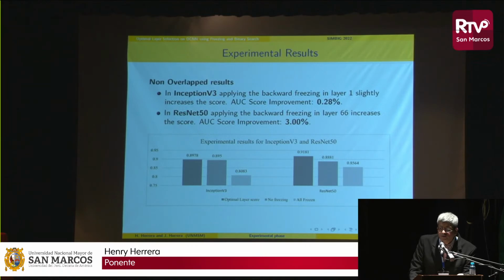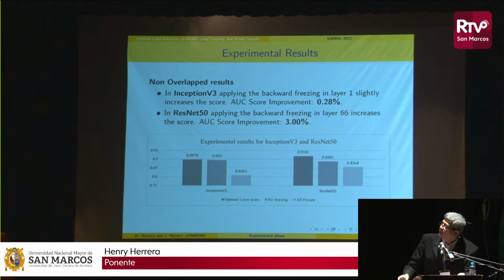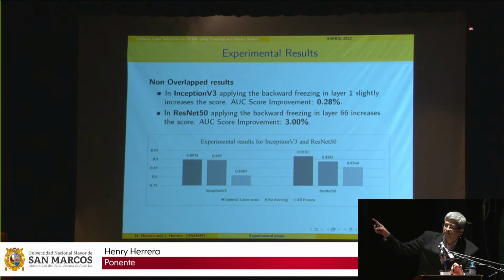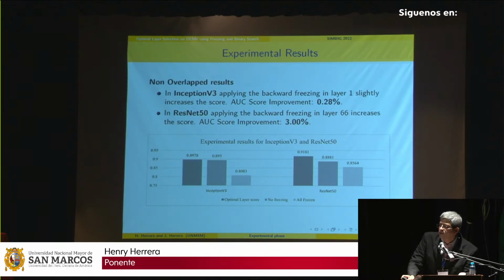Well, for non-overlapped results, we have an improvement in Inception V3 of 0.28%, just freezing the first layer. Also, for ResNet 50, we have an improvement of 3%, applying backward freezing at layer 66. So if you freeze from layer 1 to 66, you will have this improvement. As you can see in the figure, our values for the optimal layer score are better than not freezing any layers of the deep convolutional neural network.